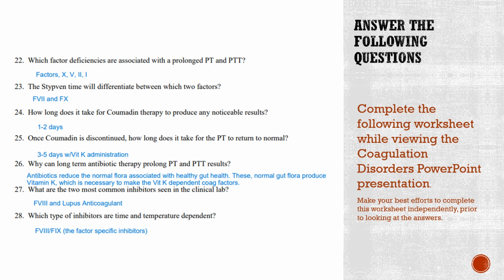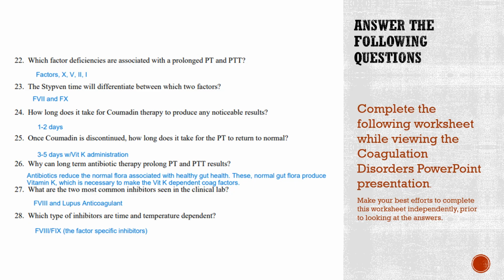What are the two most common inhibitors seen in the clinical lab? Factor 8 and 9 inhibitors, but factor 8 is more common than factor 9, and that lupus anticoagulant. So one is going to be a factor-specific inhibitor, which is factor 8 inhibitor, and then the other is a non-specific inhibitor, that lupus anticoagulant. Sometimes you'll hear it called a phospholipid antibody. And those are the two most common inhibitors seen in the clinical lab.